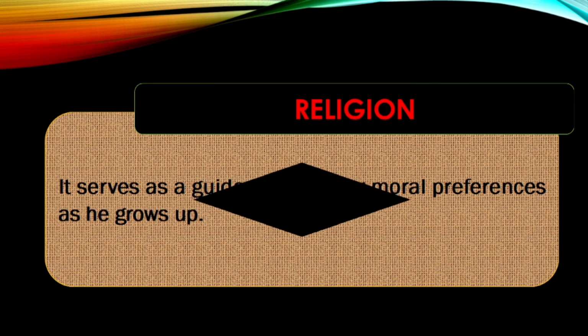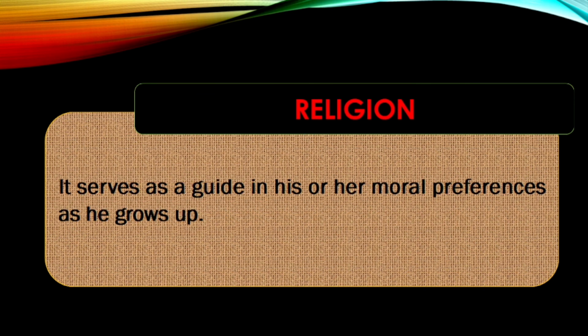Next, religion. It serves as a guide in his or her moral preferences as he grows up. So, in religion, kanina nabanggit natin that beliefs is part of the problems or major factors that affects the development of juvenile delinquency. So, in religion, since they have different perspective, they misunderstood each other. Of course, somehow it's part of their revenge with other religion.